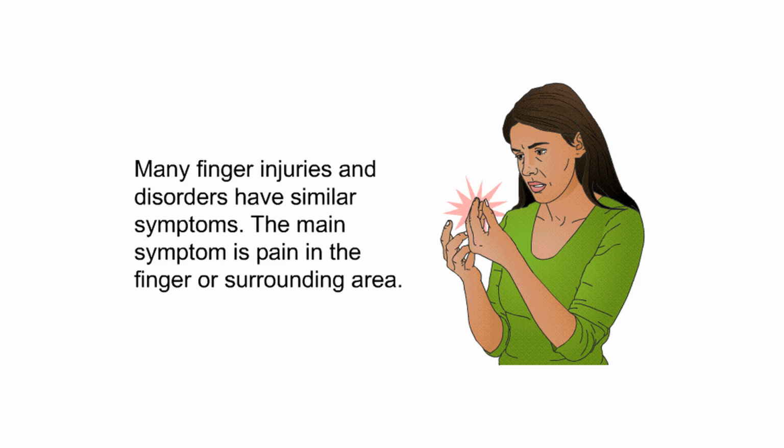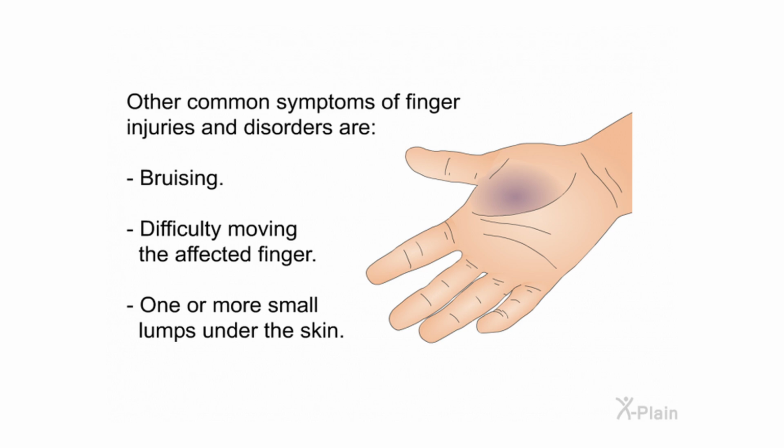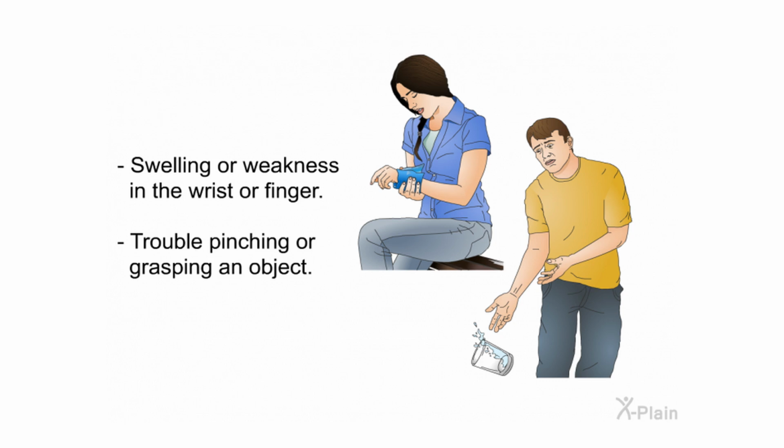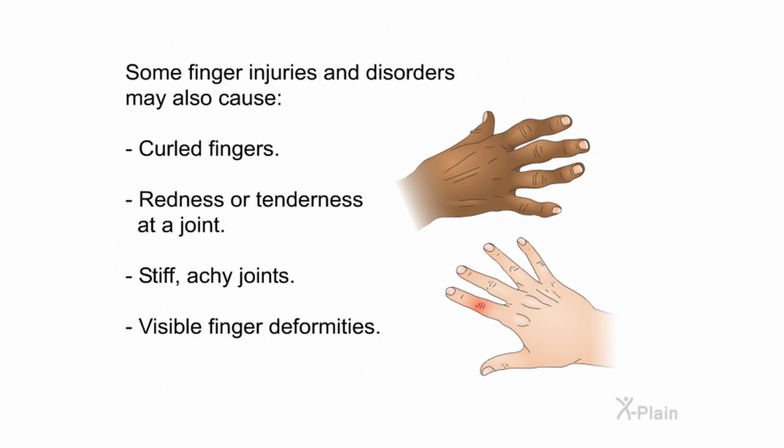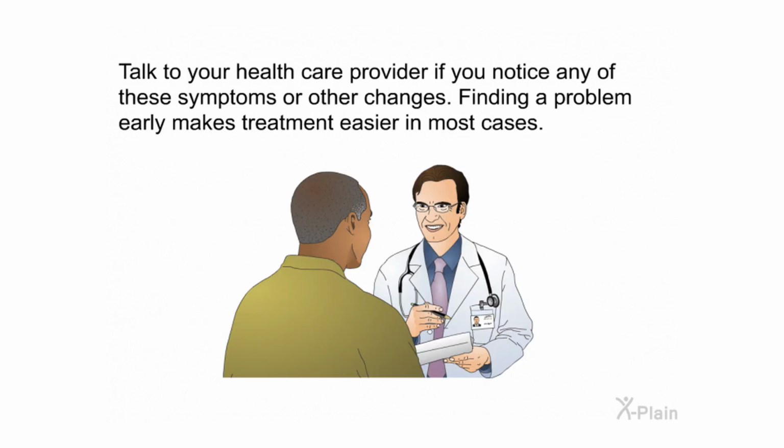Symptoms. Many finger injuries and disorders have similar symptoms. The main symptom is pain in the finger or surrounding area. Other common symptoms of finger injuries and disorders are bruising, difficulty moving the affected finger, 1 or more small lumps under the skin, swelling or weakness in the wrist or finger, trouble pinching or grasping an object. Some finger injuries and disorders may also cause curled fingers, redness or tenderness at a joint, stiff, achy joints, visible finger deformities. Talk to your healthcare provider if you notice any of these symptoms or other changes. Finding a problem early makes treatment easier in most cases.